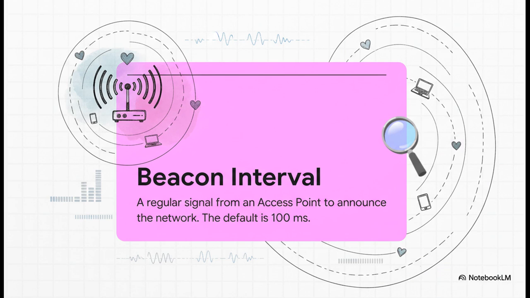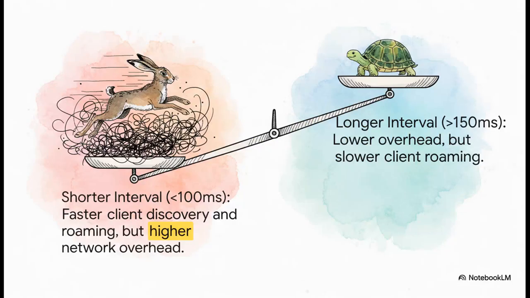You can think of this as your network's heartbeat. It's this tiny little signal that your access point, or your AP, sends out over and over again, just to say, hey, I'm here. The default is usually set to 100 milliseconds, and it's how all your devices find the network and stay perfectly in sync. But here's where it gets interesting, because there's a trade-off.